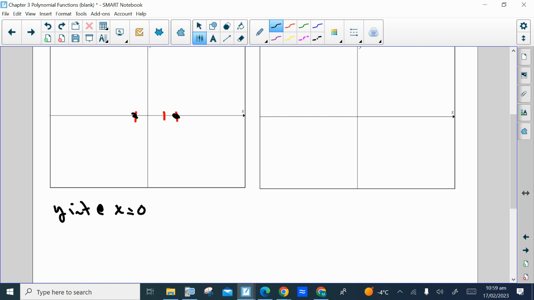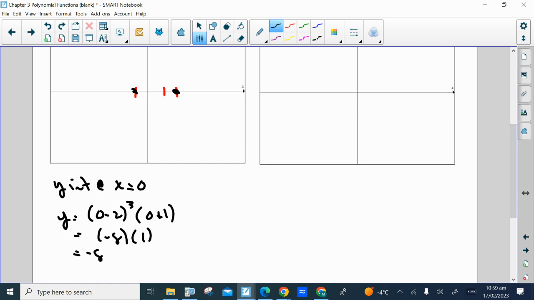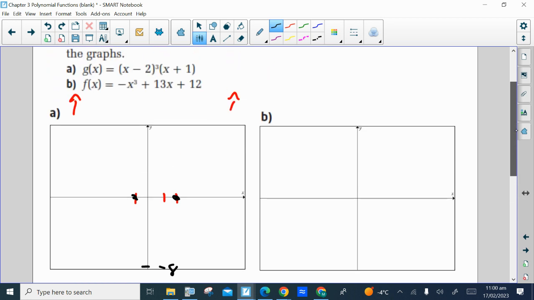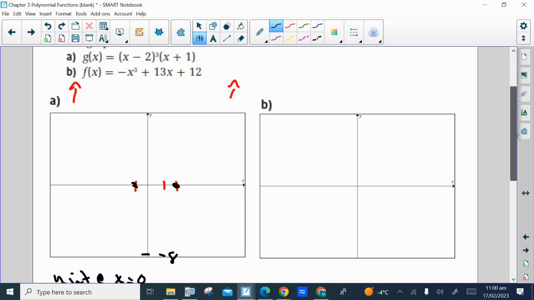So in this case, if we let x equal 0, we're going to get 0 take away 2, that needs to be cubed, times 0 plus 1. 0 take away 2 is negative 2, cubed is negative 8, times 1 is negative 8. So our y-intercept is down here, and we'll say that that's negative 8.